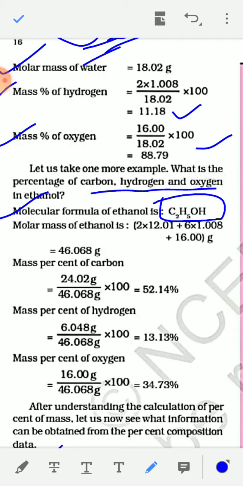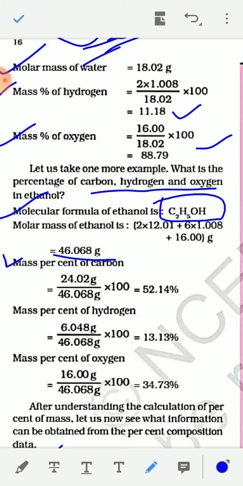So molecular mass of ethanol is 2 into 12 plus 6 into 1 plus 1 oxygen, so plus 16. In ethanol, 2 carbon, 6 hydrogen and 1 oxygen. So total molar mass of ethanol is 46.068 gram, you can also write 46 gram.